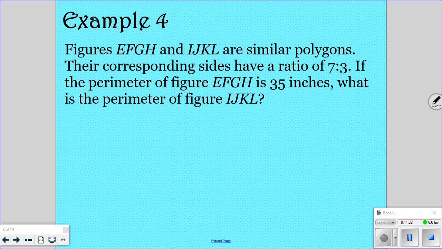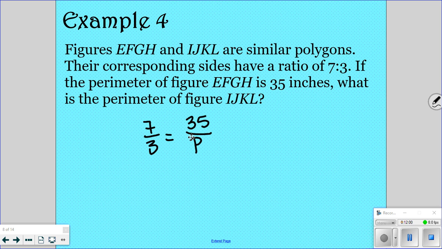So for this one, they tell us that we have two similar polygons with ratios of 7 to 3 for the sides. And if the perimeter of EFGH is 35, what is the perimeter of the other one? So the first one they give us is EFGH. So that means that it's going to have to go on top. And then we're going to be looking for the perimeter of the other one.